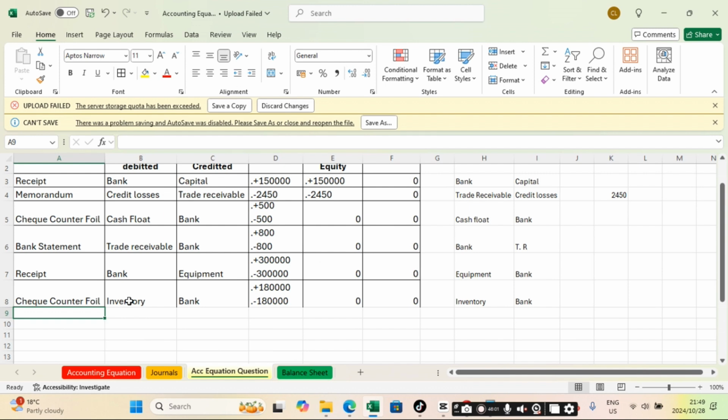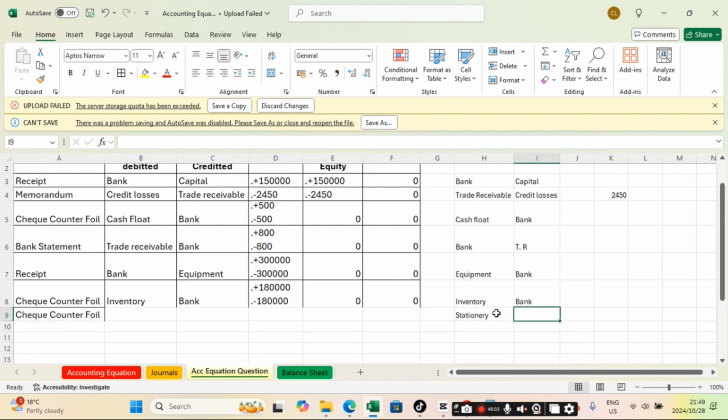And then 2 accounts will be affected. Stationery will be affected. And also what? We're buying that stationery on credit. So since we're buying the stationery on credit, it means our trade payables will be affected. Straightforward. And then now we need to know which one will be debited, which one will be credited. Since we're buying stationery, our stationery will increase.